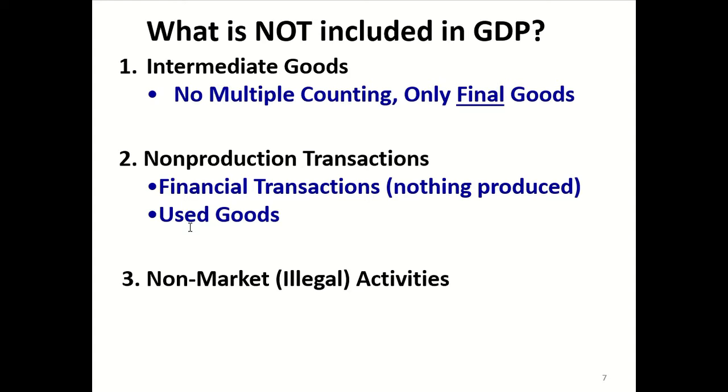We want to know what has been produced, what's new in a year. So if you buy something and then sell it again in the same year or a different year, we don't double count that. And then non-market activities or illegal activities, we don't count those.